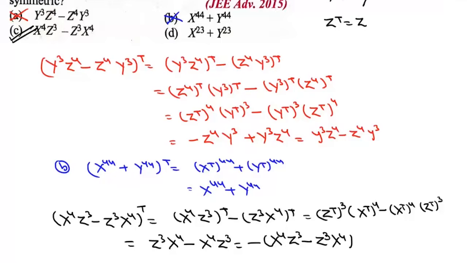And then finally this D, so we take its transpose, x to the power 23 plus y to the power 23 transpose will be x transpose to the power 23 plus y transpose to the power 23. Now x transpose is minus x and y transpose is minus y. So there will be minus x to the power 23 plus y to the power 23. That means this option D is also a skew symmetric matrix. So the correct options are C and D.